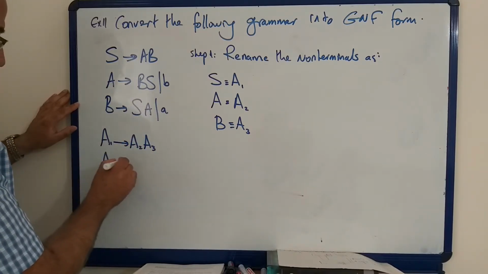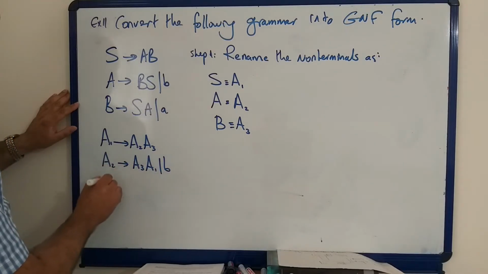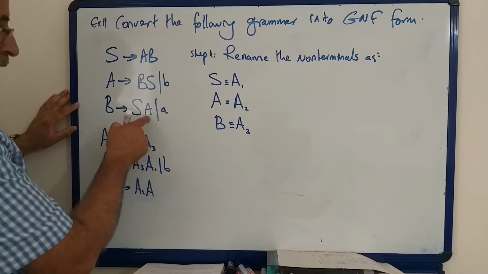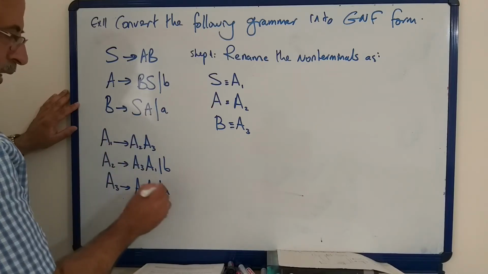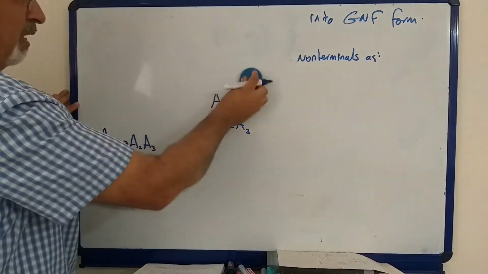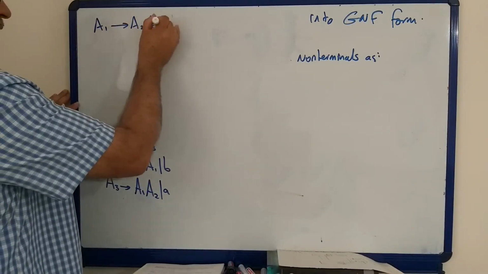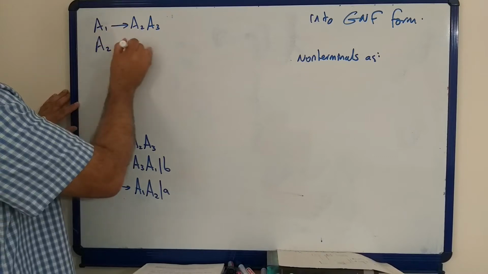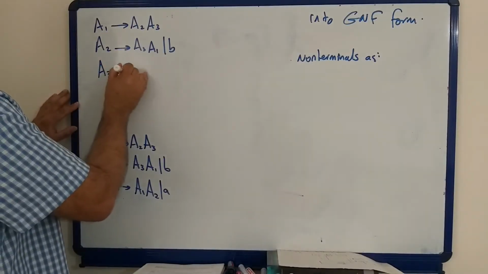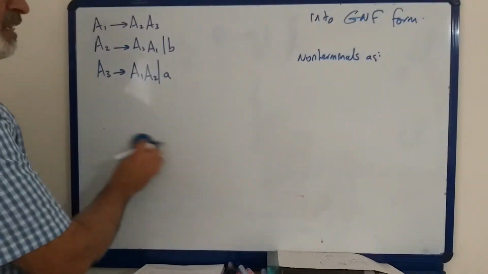A2 gives A3, A1 or B. A3 gives A1, A2 or A. So let me erase the question. So this is the first step. Let me write it here. A1 gives A2, A3. A2 gives A3, A1 or B, and A3 gives A1, A2 or A. Is it okay? So it's very easy, the first step.